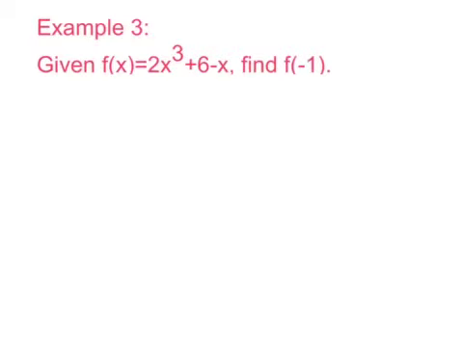In the final example, it states, given f(x) = 2x^3 + 6 - x, find f(-1). Essentially, all this is saying is, if x is -1, what is f(x)? So all we're going to do is plug in a -1 wherever there's an x and find the value.